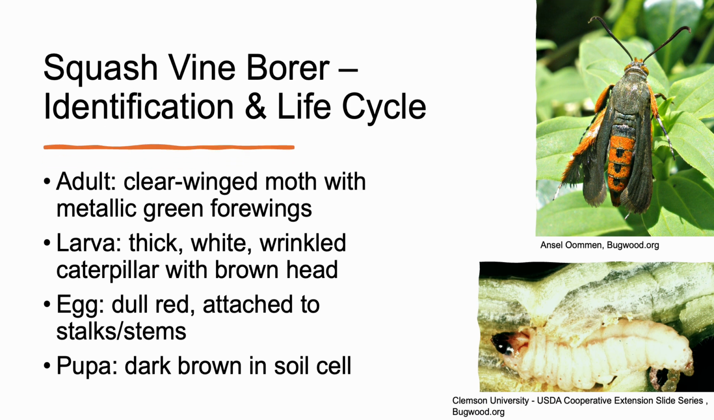To manage this pest, it's important to recognize all of its life stages. The adult squash vine borer is a clear winged moth with metallic green forewings. The adult can be seen in the top image. Eggs are a dull red and are laid directly on stems or leaf stalks. The larva is a thick white wrinkled caterpillar with a brown head, the stage responsible for damage. An image of a larva is shown on the bottom of the screen. After feeding, larvae pupate in the soil inside dark brown cocoons.